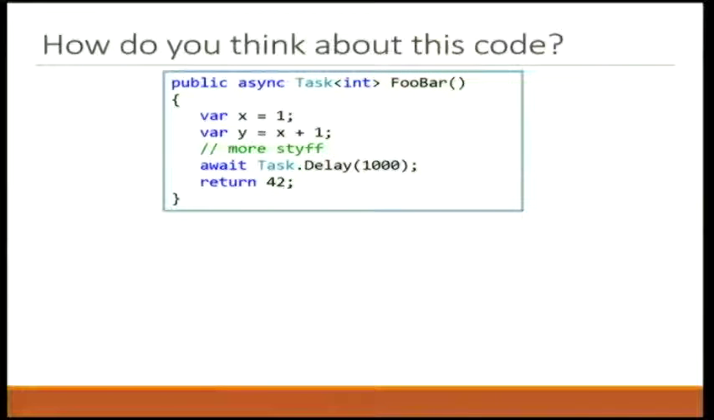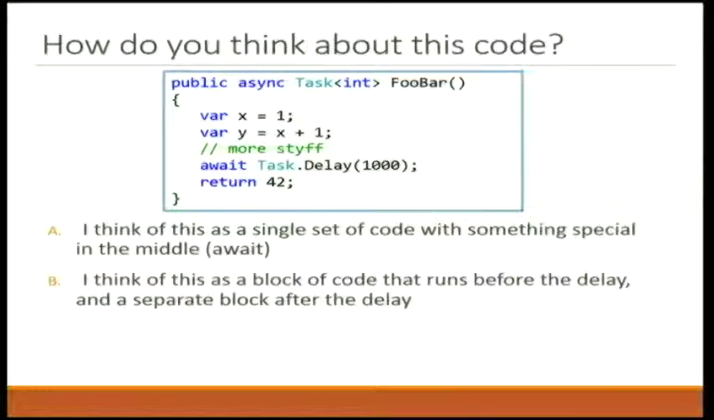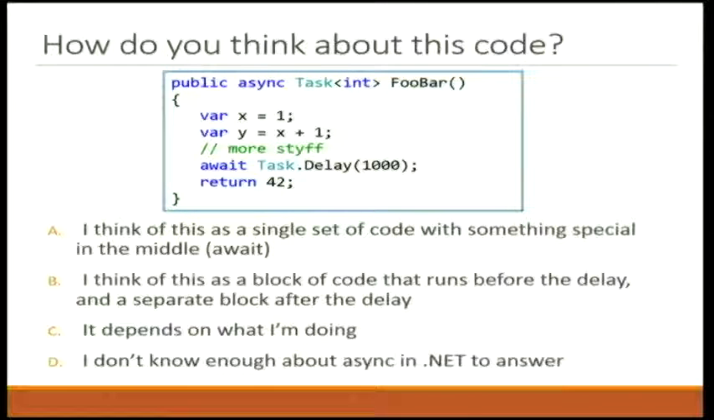What about this code? It's the await keyword. That's the point here. It's a single set of code top to bottom, and something special happens. It's a block of code before and a block of code afterwards. It's basically a continuation. It depends on what I'm doing, or I've got no clue, I'm not a .NET programmer, which in this crowd, I just found out is probably not going to happen.